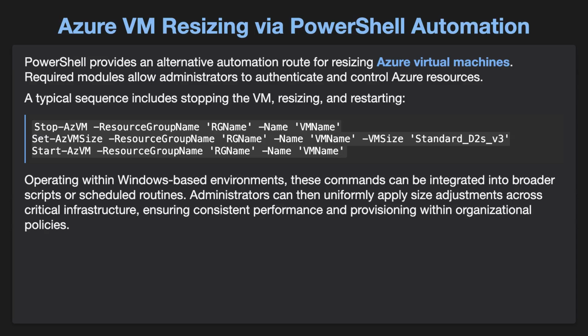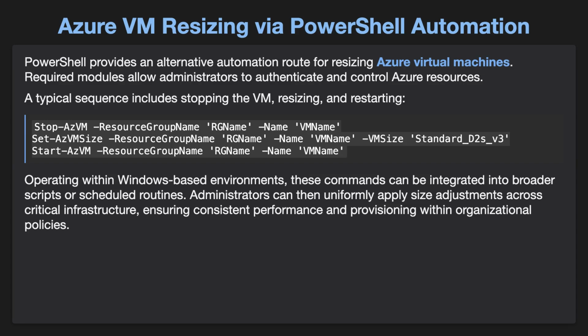PowerShell provides an alternative automation route for resizing Azure virtual machines. Required modules allow administrators to authenticate and control Azure resources. A typical sequence includes stopping the VM, resizing, and restarting.